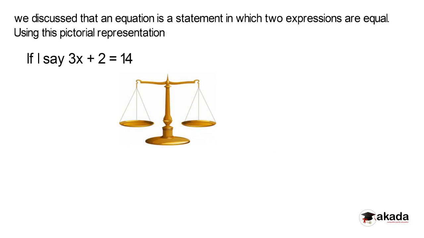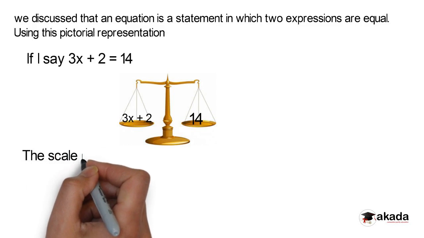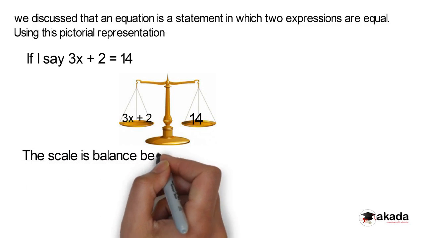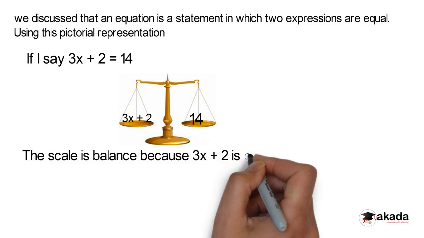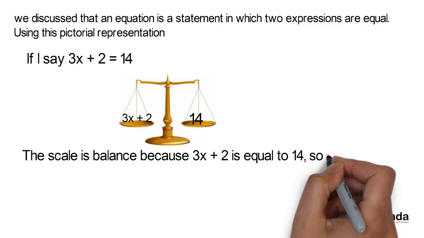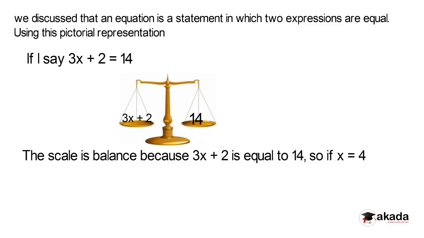You can see that the beam balance will tell us whether the equation on my left hand side is equal to what is on my right hand side. So I have 3x plus 2 on this tray and I have 14 on this tray. The scale is balanced because 3x plus 2 is equal to 14. You see that? That is why I have it balanced. So if I have on my left scale 15, and I have on my right 14, it won't be balanced. So the reason why the scale is balanced is because 3x plus 2 is equal to 14.